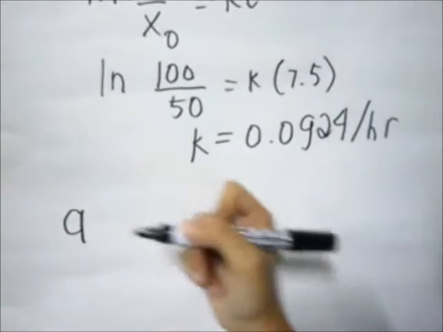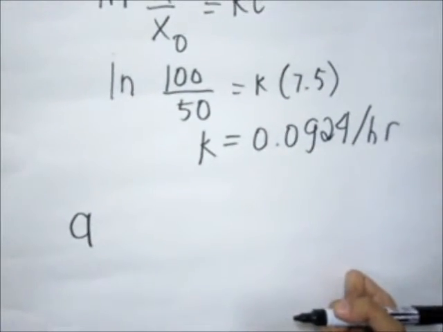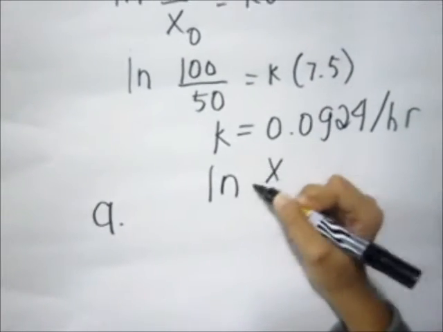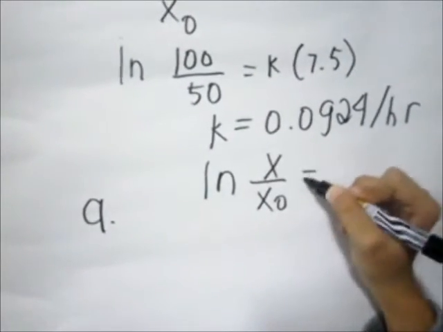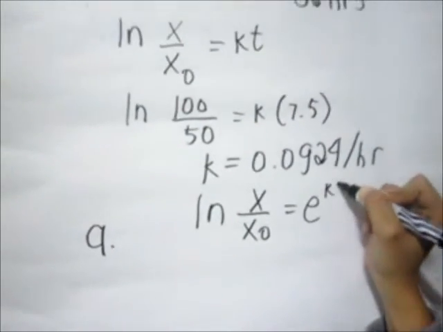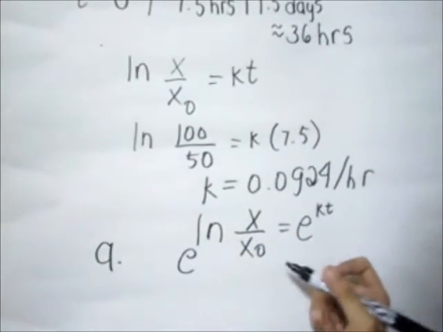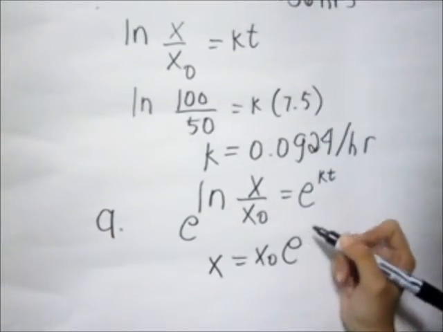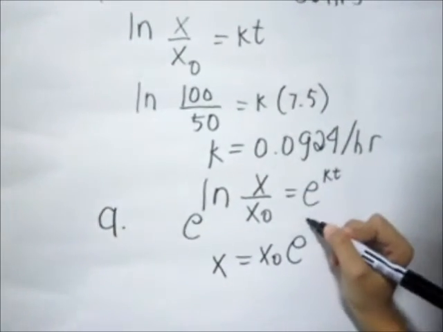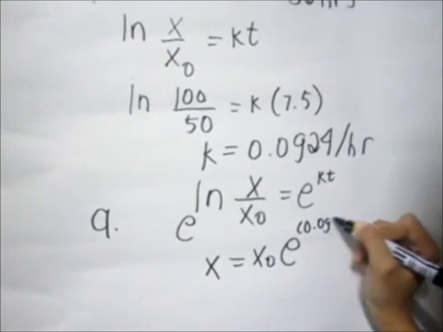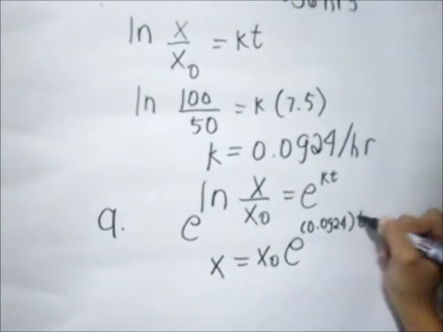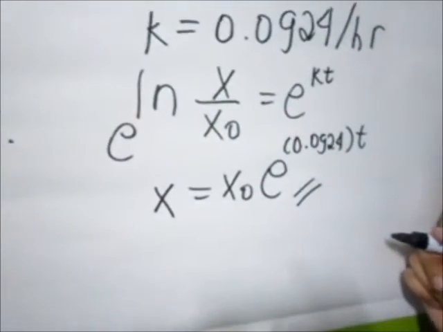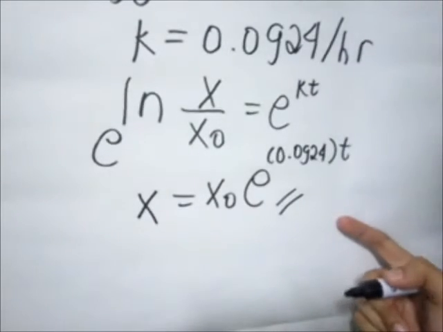So to solve for the expression for the number of bacteria in the milk, x is equal to x naught e raised to kt. Substitute the value of k. So this is now the expression for the number of bacteria in the milk.